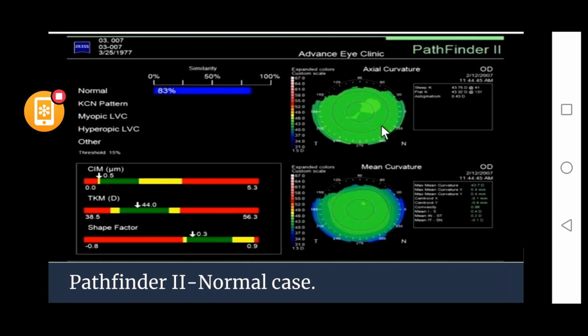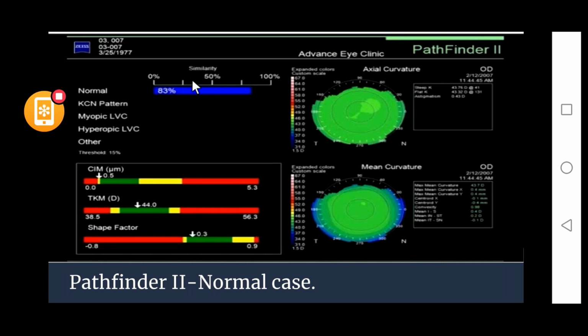Now if you can see over here, we can see an axial curvature map and we can see a mean curvature map. Most of the regions are falling in the green area. So that means it is more of a normal case. Now again, you have to look at the type of the scale which is being used and you have to correlate it with your findings. These are the 9 values over here which are utilized in your Pathfinder.